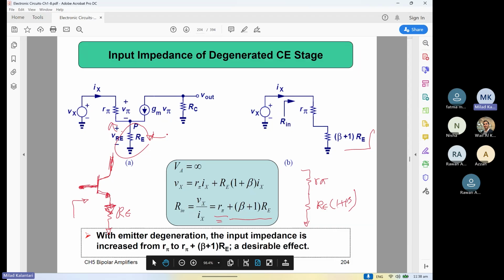Is it good or bad? It is good, right? The input impedance will like to be higher. For voltage amplifiers, we like to have a higher impedance. So one way to increase the input impedance is using this kind of emitter degeneration, right? For the impedance it is good, but for the gain how is it? The gain will be less, the gain will reduce. So it solves the impedance problem, but the gain also will be less.